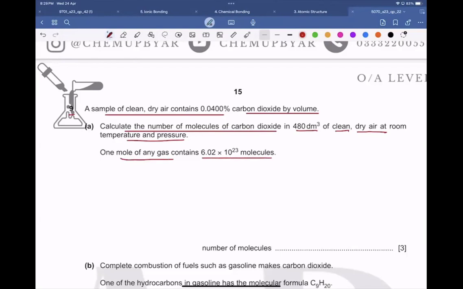So 0.04% by volume is carbon dioxide. The total volume of air is 480 decimeter cube, so that is the 100% air, right? From here, we can first make the ratio that 100% air is 480 decimeter cube. So how much of this is 0.04%? When we get this 0.04%, we get the volume of carbon dioxide. Is this clear to all of you?